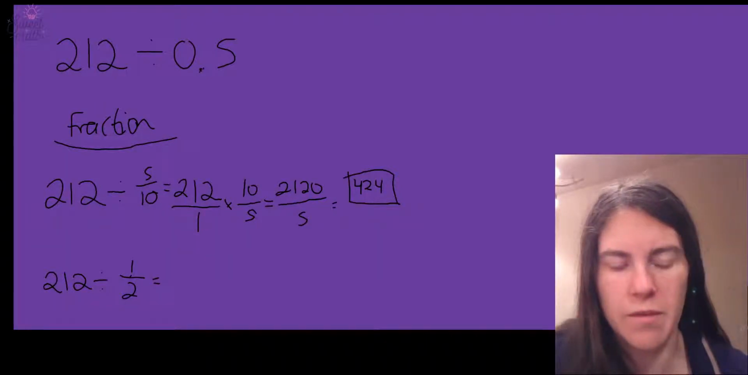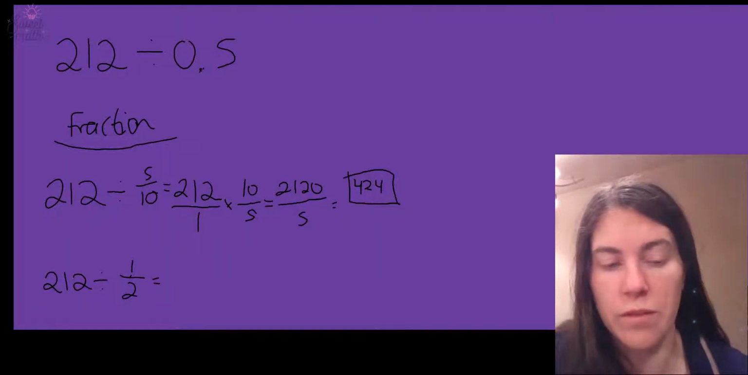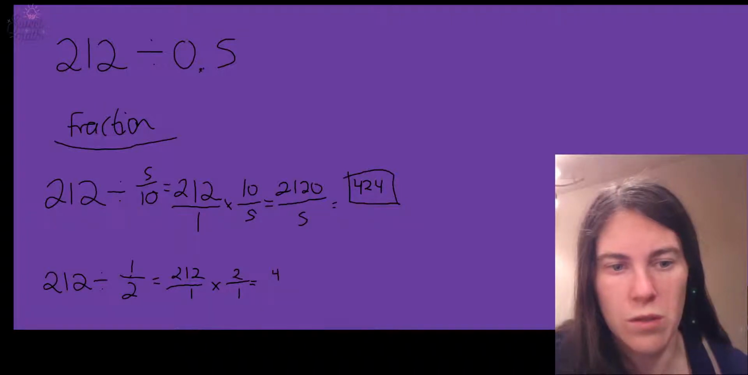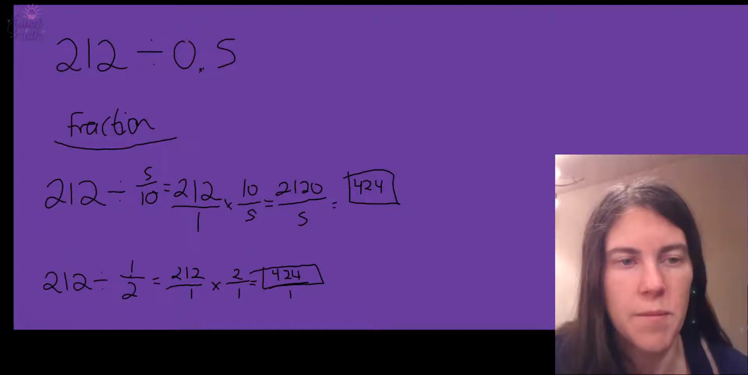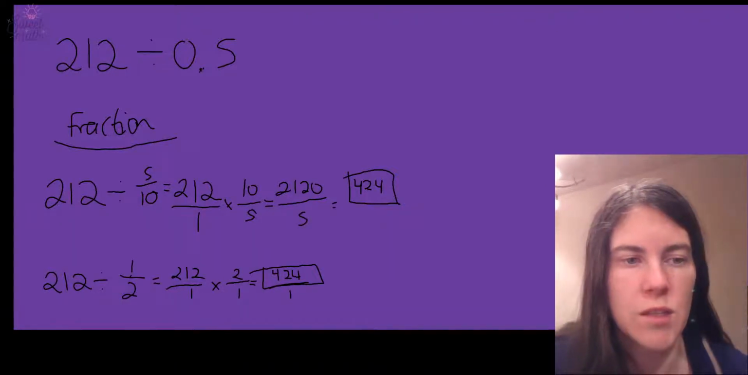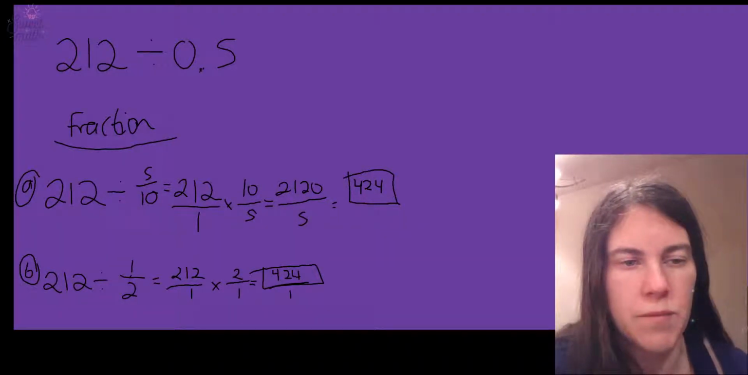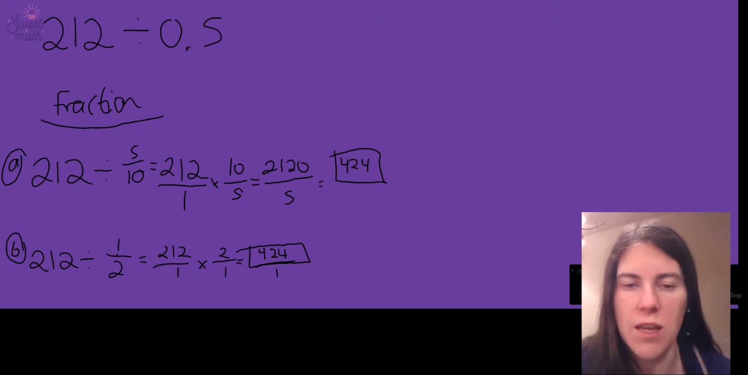If I use the simplified version, 212 divided by 1/2, it's 212 over 1, and then I do the reciprocal, which is 2 over 1, so 212 times 2. It's 424 over 1, so I can ignore the over 1 part. This is fraction method A and fraction method B. Got 2 ways so far. I wonder how many I could come up with.